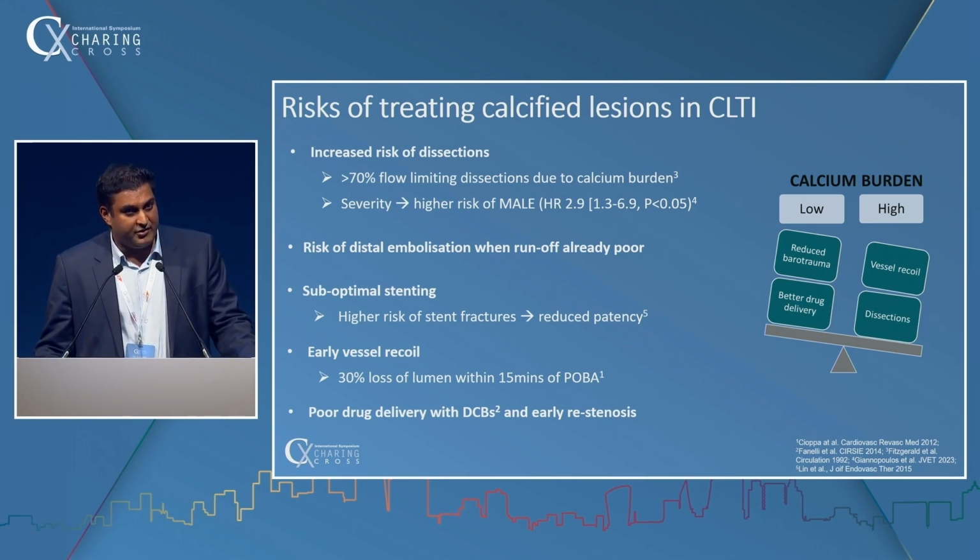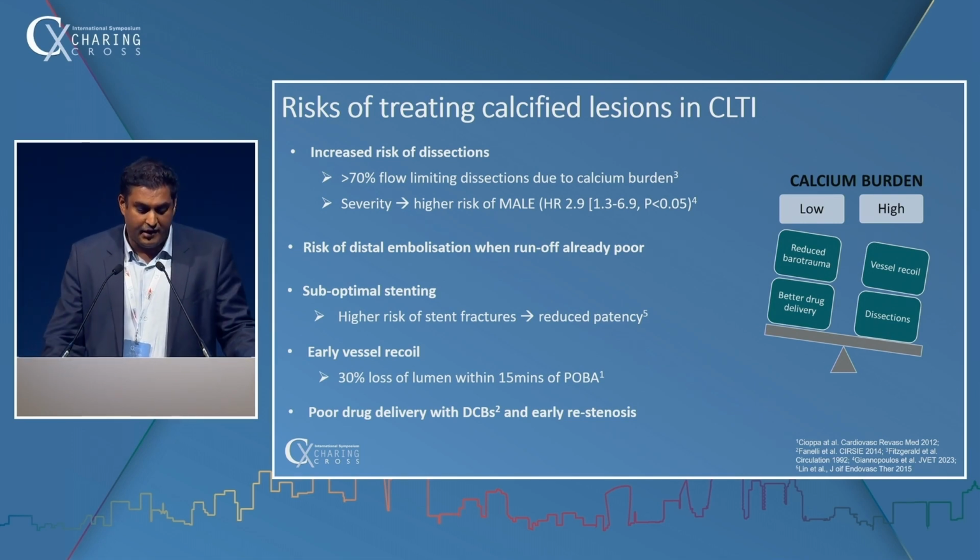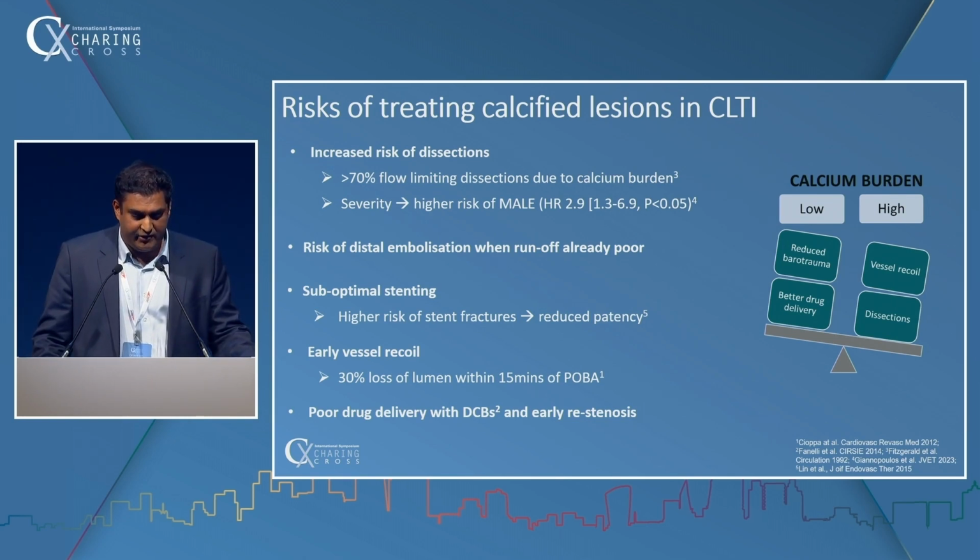There is also a risk of distal embolization in patients who already have poor runoff when we treat these patients. So what we need is a device that has very low embolization rates. These patients often require stents, and in calcified lesions, there's a higher risk of stent fracture and reduced patency rates. And we all know that on table, there is a really high risk of vessel recoil in unprepared calcified vessels, because these vessels are not compliant enough.